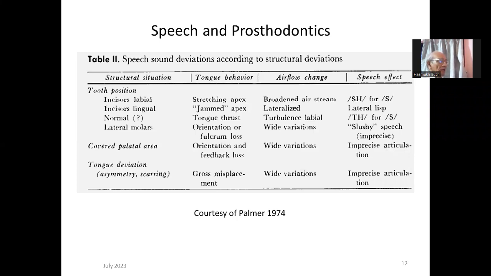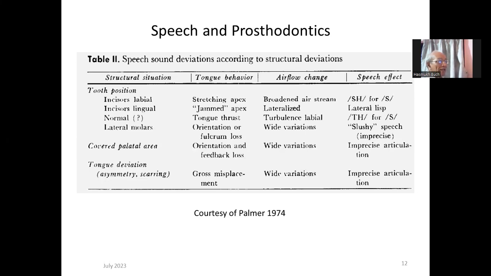Speech and prosthodontics, unlimited literature is available. And whatever we are doing, putting the teeth in perfect manner, setting them perfectly, tongue position, every cusp, how it should be, we know it and we do it. And similarly other restorations, not only denture, any restoration, including implant, if you have done it correctly, then the articulation will remain undisturbed.